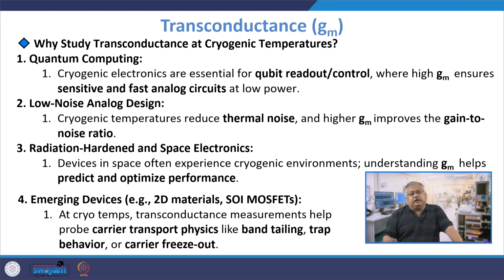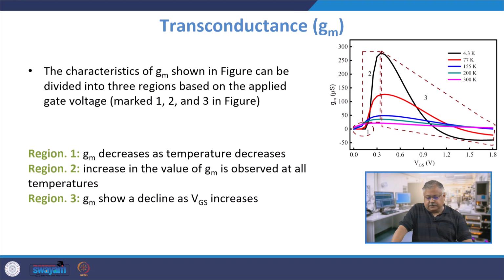The third area is radiation hardened space electronics, where the temperature is very low. And finally, we look into the 2D materials and SOI devices, where there is band tailing, trap behavior, and carrier freeze out taking place at cryo temperatures. So, if you want all these emerging devices or more devices to work at cryo, the implication of transconductance should be known to you as a designer.